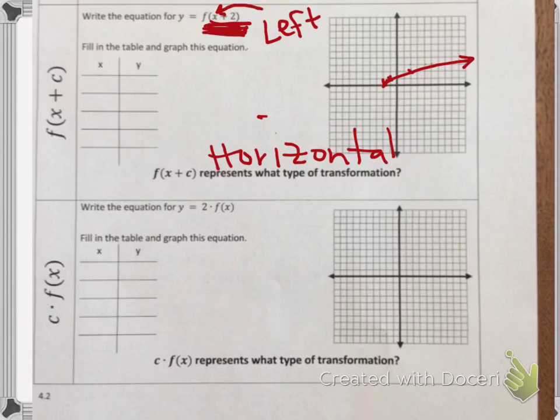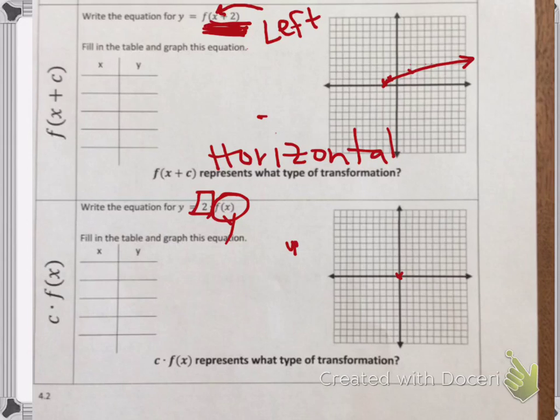All right, one more to look at right here. This time I have a 2 out in front of my function. This function right here is represented as a y value. F of x represents like a y value. So what this is asking me to do is multiply my y values by 2. So I didn't move left or right, and I didn't move up or down. So I'm starting at 0, 0, and I'm moving my y values by 2.